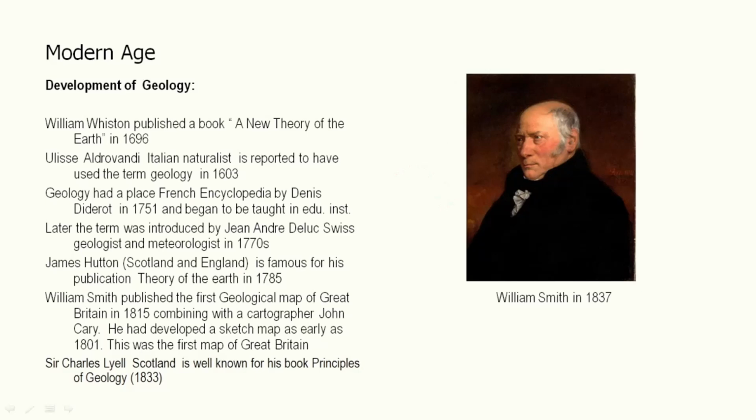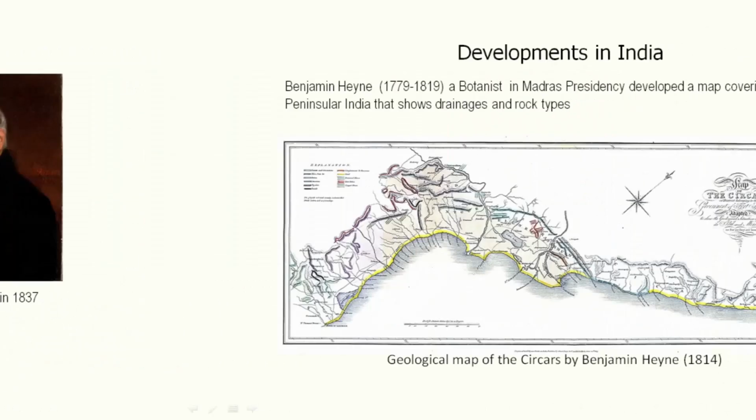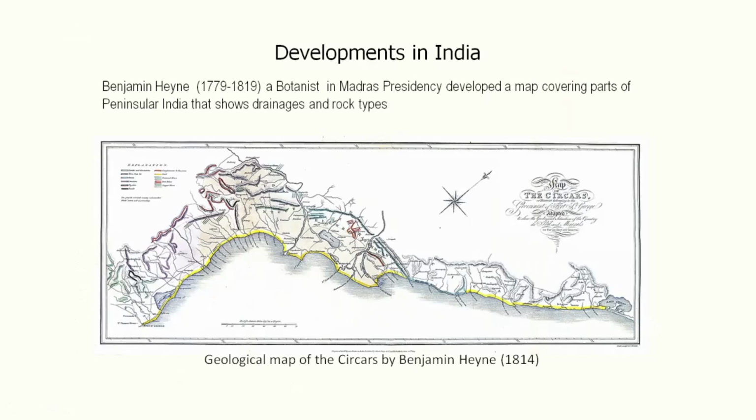And indeed, William Smith published the first geological map of Great Britain in 1815, combining with cartographer John Cary. He had developed the sketch map as early as 1801. This was the first map of Great Britain. Benjamin Heyne, who was a German botanist and naturalist, was working in Madras Presidency under the East India Company. He developed a map covering parts of peninsular India, which shows drainages and rock types. This may be one of the first surviving geological maps of India.